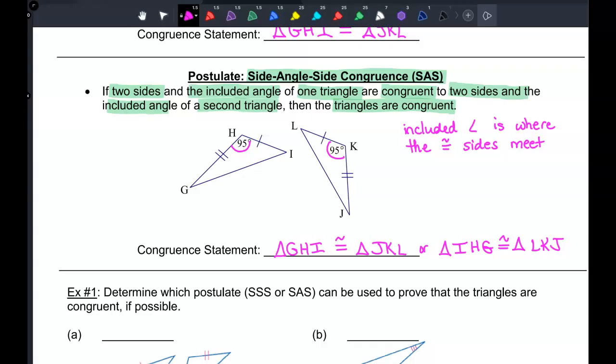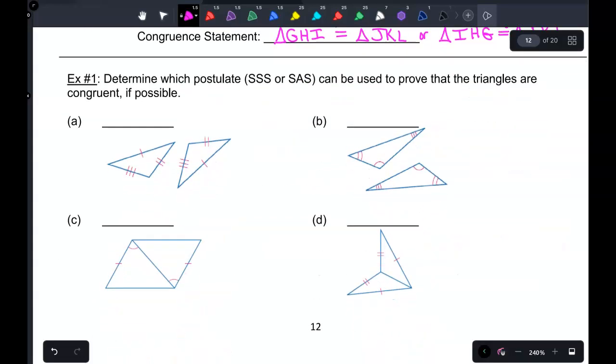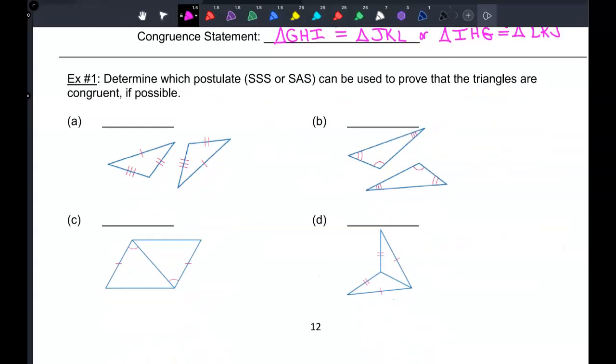Yeah, so just keep in mind, like on the last quiz, if I ask you to write a congruent statement, your answer might look different than someone else's, but they could both be correct. Okay, let's take a look at these diagrams.